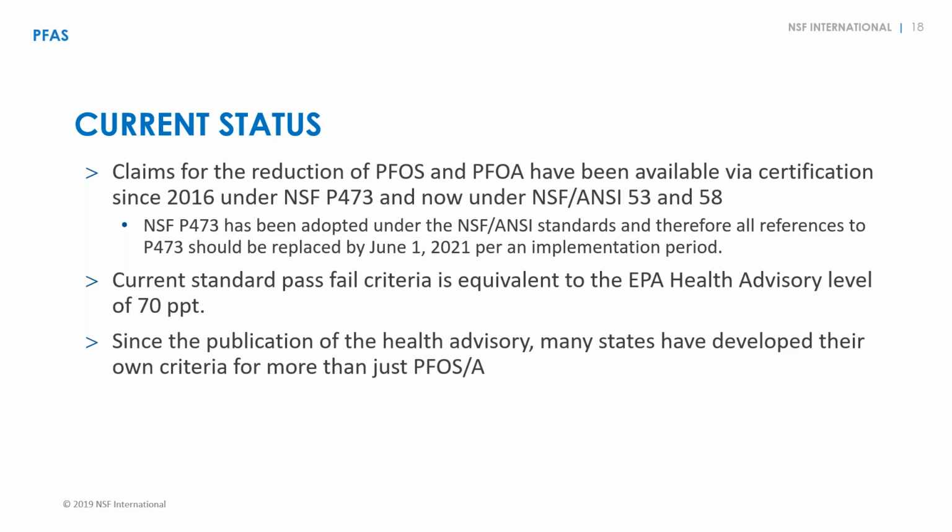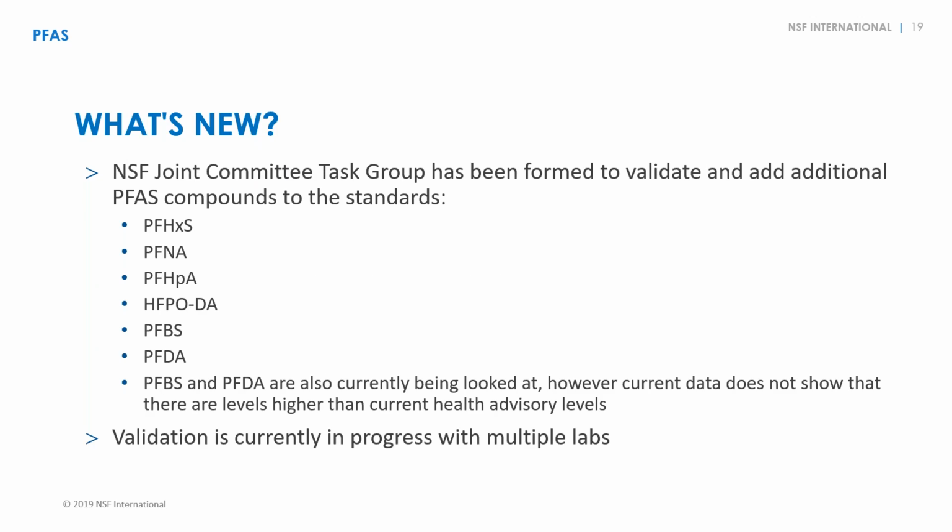And so the task group was developed in order to identify the next round of essentially PFAS compounds that could be added to the standard, and then identify how that could be tested, and how that could be reproduced in different labs, so that the testing can be done across a variety of laboratories. The current status of this task group is looking at the following PFAS compounds. Validation and testing is currently in progress with multiple labs in order to assess the analytical criteria associated with these compounds, and assess the feasibility and cost effectiveness of the test method for these compounds.